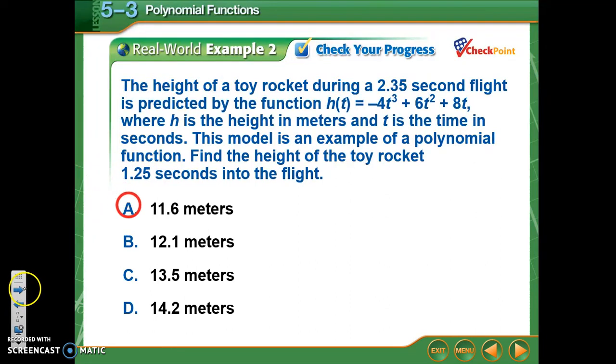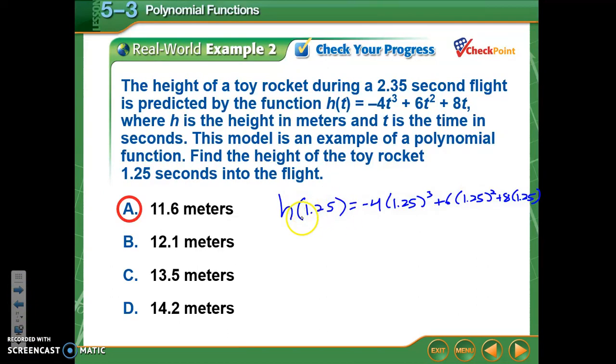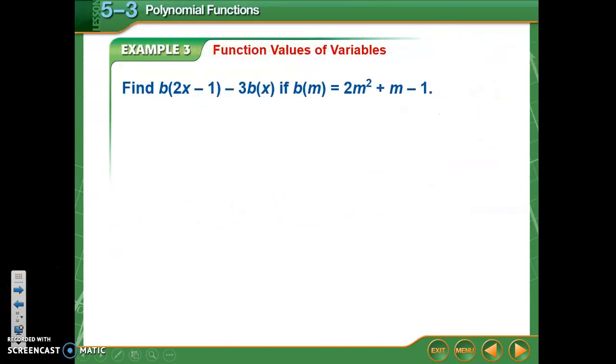All right, hopefully you got A, 11.6 meters. And again, in this case, 1.25 is time in seconds, and we're plugging that in to get the height of a toy rocket. So you would plug in like this, use your calculator to simplify, and you should get 11.6 meters. You have to have your units. Okay, let's look at this example.